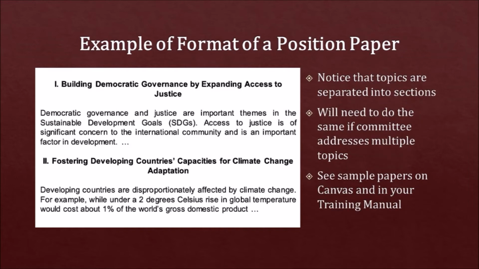Continuing on this example, I cut it into smaller parts just to get you to notice the different sections. Notice that the topics are clearly labeled. The first topic, number 1, building democratic governance. Number 2, fostering developing countries' capacities. You'll have to do this for each topic that you're covering in your position paper. Notice also that the paragraphs themselves are justified align, so they have smooth or straight edges on the left and the right. If you want to look at more examples, feel free to check on Canvas and your training manual, and we'll cover another one in a couple of slides.